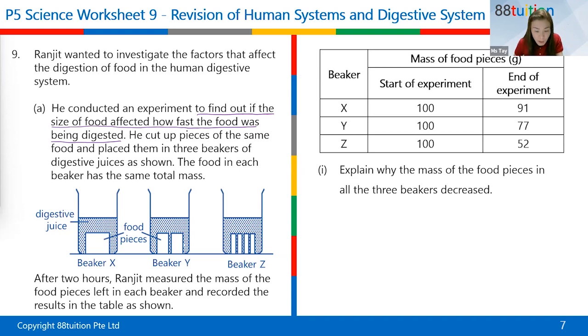So he carried out this experiment. What he did is, now he has all these food pieces, right? Look at the beakers. The first beaker has 1 big piece of food there. Second beaker, which is called beaker Y, he cut the food into half, right? And then the third beaker, beaker Z, now he has the food cut into 4 pieces. All of this food, they have the same mass. They are the same type of food. The only difference is actually the size of the food pieces. Okay?